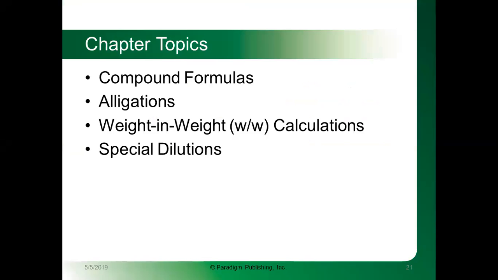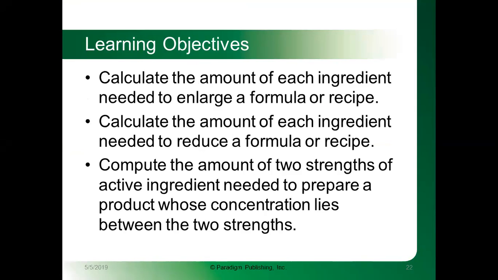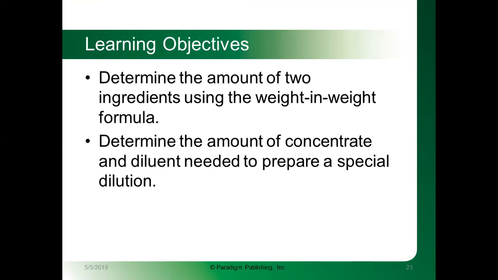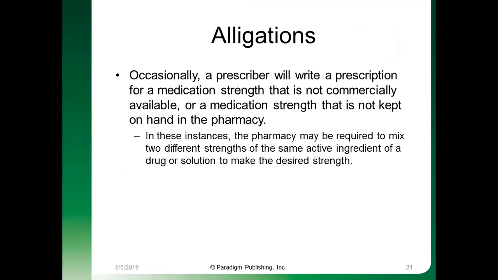Our topic for this section is alligations. Our learning objectives are to compute the amount of two strengths of active ingredient needed to prepare a product whose concentration lies between two strengths. And that's it. So, alligations.